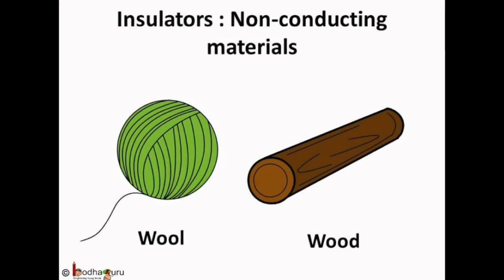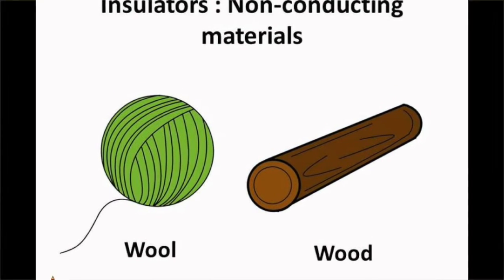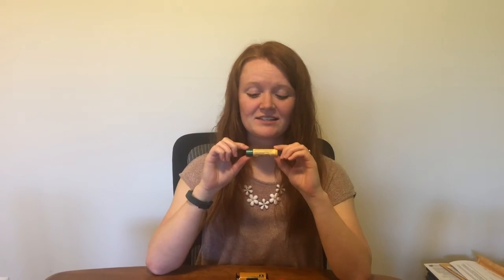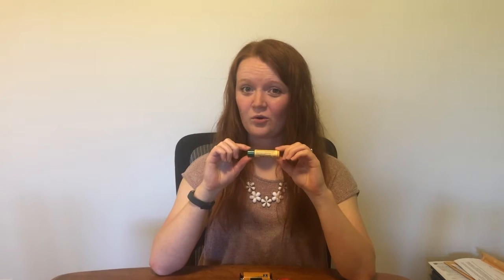Now, what would happen if I tried an item that wouldn't close my circuit? That would be called an insulator. An insulator is a material that an electric current cannot easily pass through. Now I'm going to test my chapstick. What do you think? Is this chapstick an insulator or a conductor?